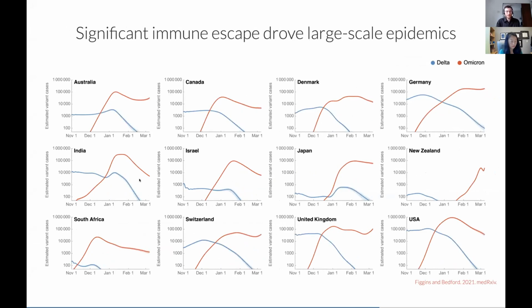And so this drives these very large scale epidemics. We can see this is time here, the blue line is Delta, the red line is Omicron, and the y-axis is daily cases on a log scale. Clear straight lines on a log scale mean exponential growth, and this is a good way to look at it. And we can see these very rapid 2 to 3 day doublings that were driving these large epidemics across a large number of countries, USA down here.